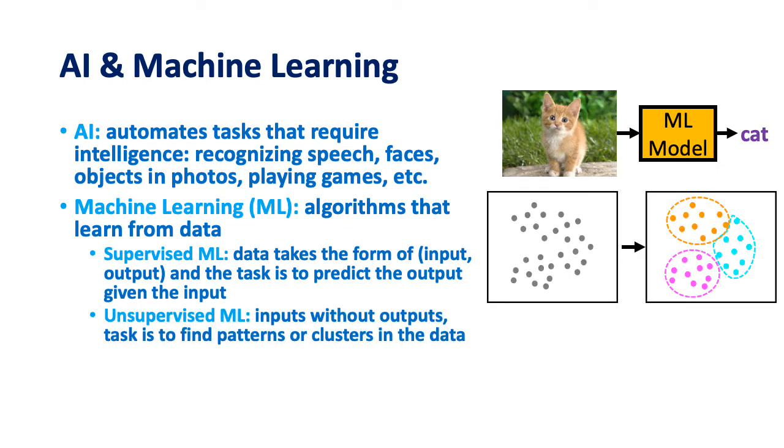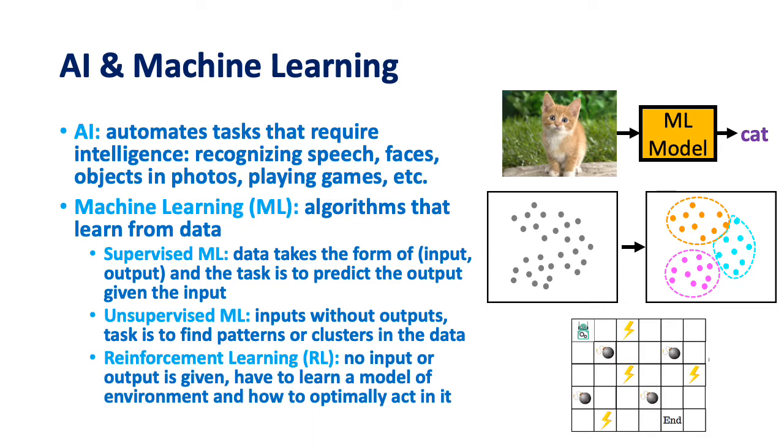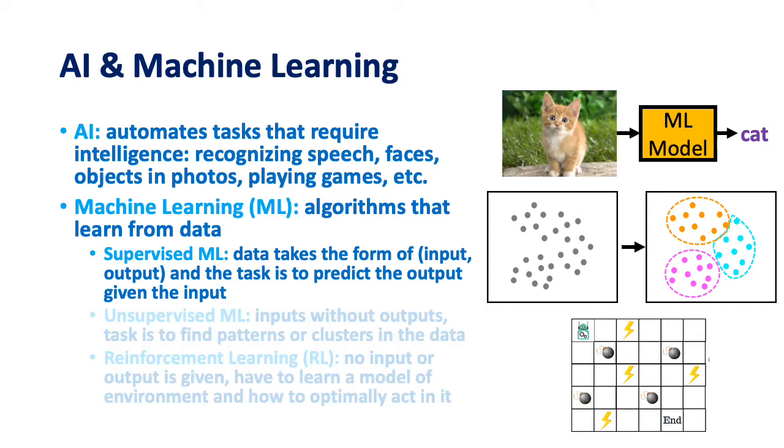There is unsupervised machine learning, in which there are inputs but without outputs, and the task is to find clusters or patterns in these inputs. So you give the model a bunch of unlabeled gray points and it would find groupings that make sense. In reinforcement learning, there is no explicit input-output given to the model, and the task is to learn a model of the environment and how to optimally act on it. In this lecture, I will be focusing on supervised machine learning with neural networks.